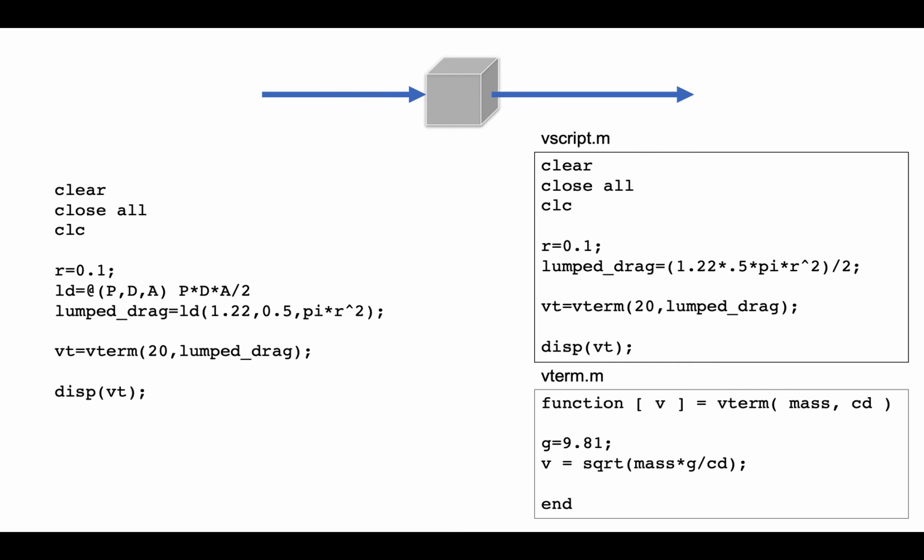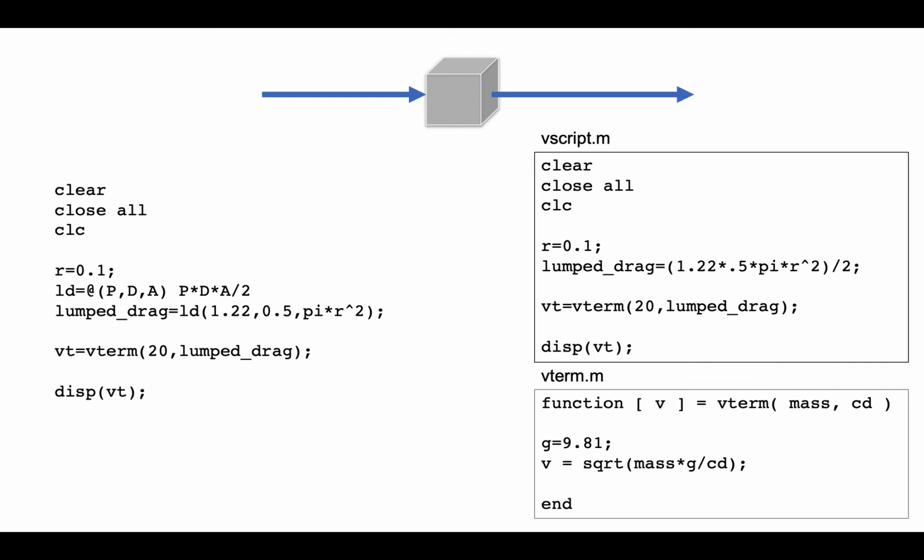Here's a different script that uses vterm, the function, and an anonymous function. So let's start at the beginning: clear, close all, clc. Then we'll set the radius r, and then we'll define our anonymous function here. LD is at, first you say the at symbol, and then in parentheses, separated by commas, you list all of the variables in your function. So here, rho, D, and A. And then you type your equation. rho times D times A divided by 2 is the equation for the lumped drag coefficient.